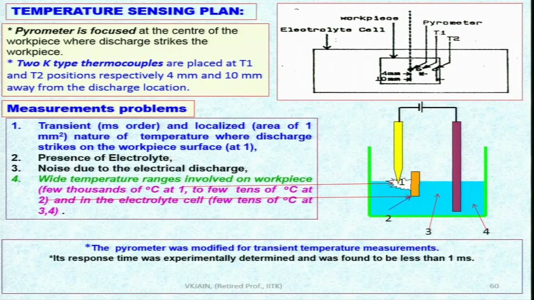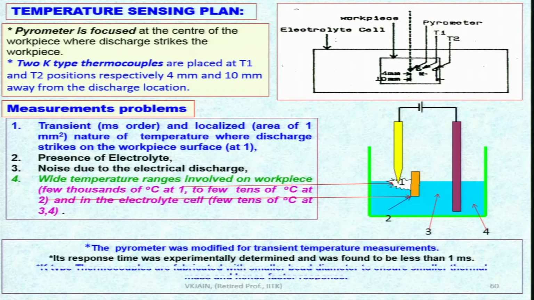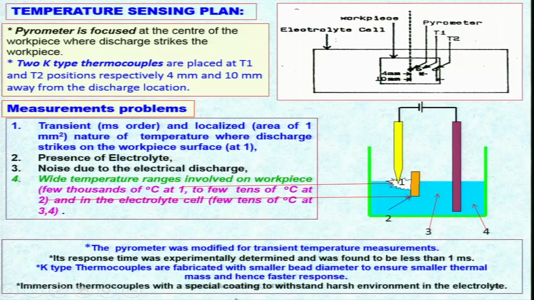The pyrometer was modified for transient temperature measurements. Its response time was experimentally determined and was found to be less than 1 millisecond, which is very important, because temperature changes very fast with time. K-type thermocouples are fabricated with a smaller bead diameter to ensure a smaller thermal mass and hence faster response. Immersion thermocouples have a special coating to withstand the harsh environment in the electrolyte. This is a very important coating, otherwise the thermocouple itself will get damaged.